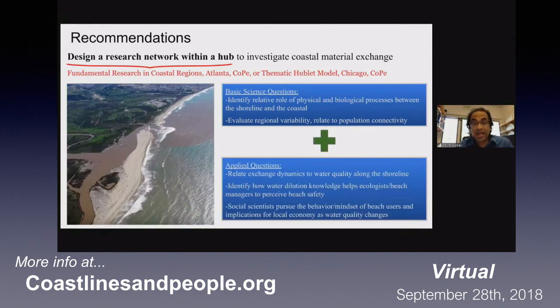Plus, applied questions which would then relate to exchange dynamics which lead to changing water quality along the shoreline, and identify how the knowledge of water dilution helps ecologists and beach managers perceive beach safety. And then finally, how do social economists or social scientists figure out what is the implication for the economy as beach closures happen?